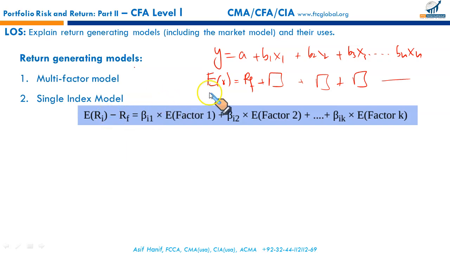So the excess return for a certain asset is the sum of each factor sensitivity. This beta 1 represents the factor sensitivity, also called the factor loading, multiplied by the expected value of that factor for the period, plus beta 2 times the expected value of that factor for the period. So adding these all up will give you the expected excess return. That is your multi-factor model.